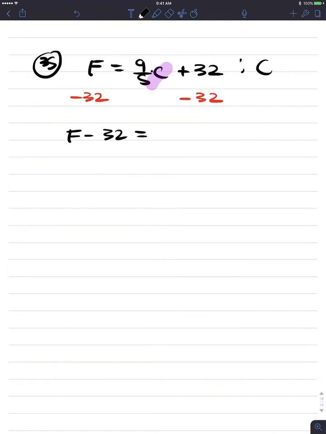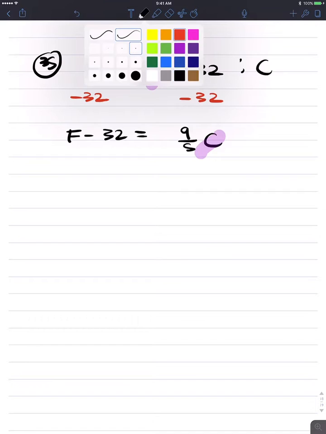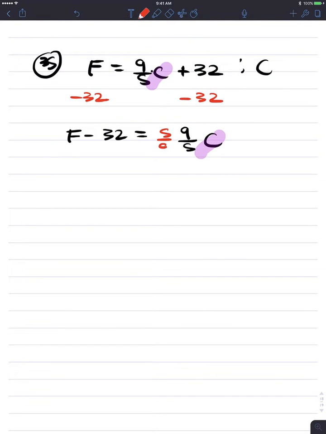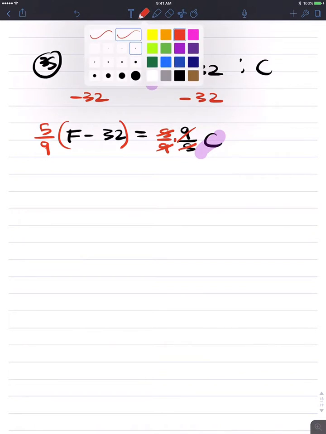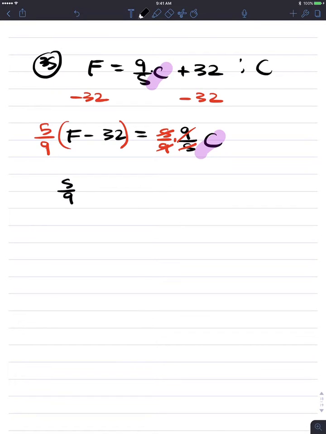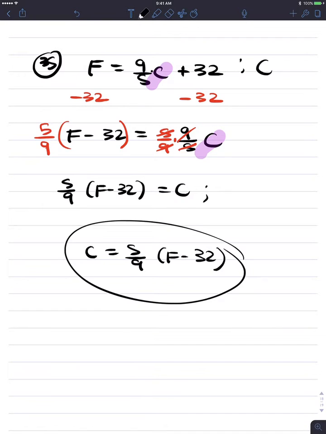And like the last problem, we notice that C, which we have to solve for, has 9/5 multiplied to it. So we're going to multiply both sides by the reciprocal of 9/5. Make sure I put my parentheses on the left side so that I get cancellation here with my 5s and my 9. I end up with 5/9 (F minus 32) is C, or C is 5/9 (F minus 32). And you're done.